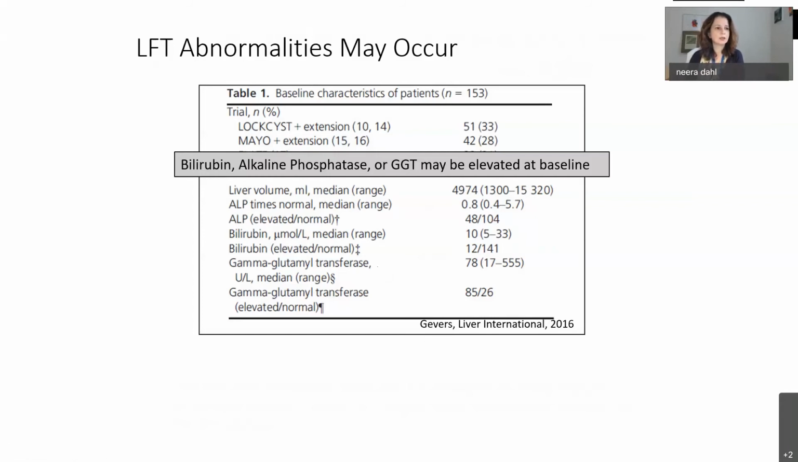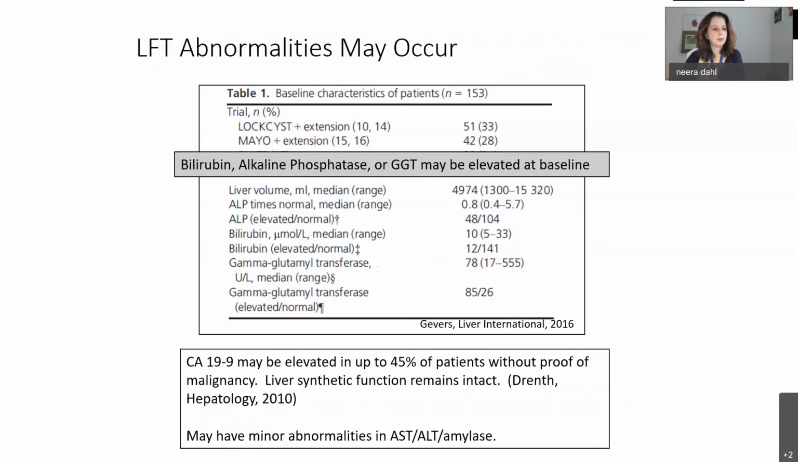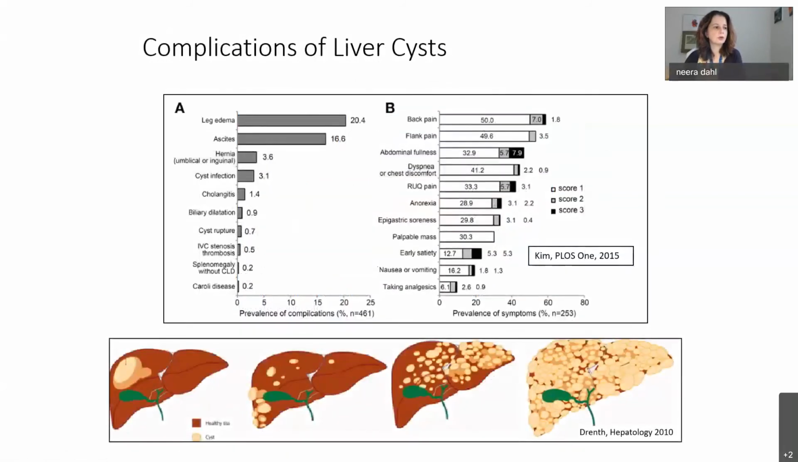And I think in our practice, ALT, AST may also show minor abnormalities, or an amylase. And a couple of things that I thought were interesting. CA19-9 may be elevated in up to 45% of patients. It doesn't mean that there's evidence of malignancy. And in PKD, liver synthetic function remains intact. So the complications with liver cysts are all really due to size. And here you can see what folks are complaining of with liver cysts.